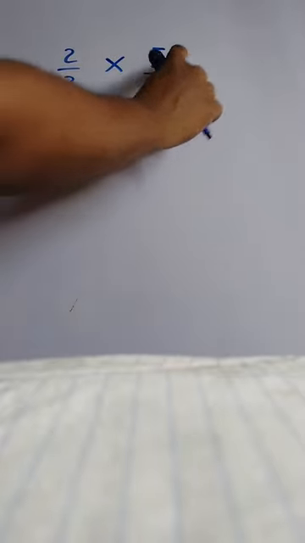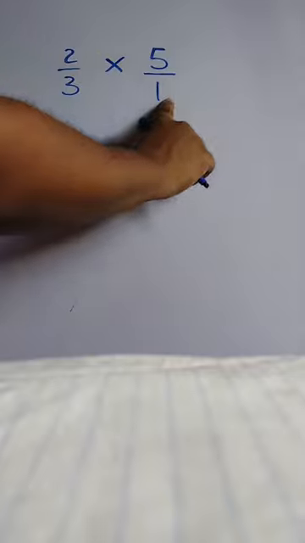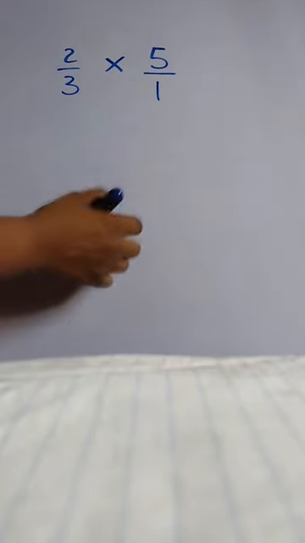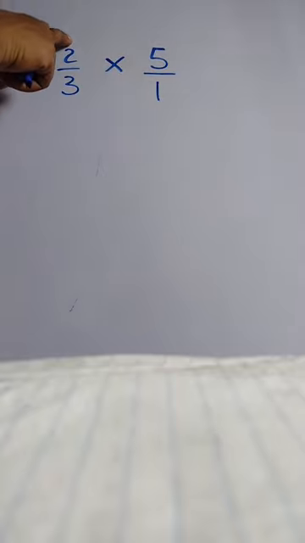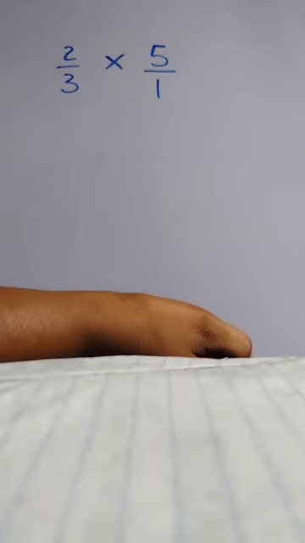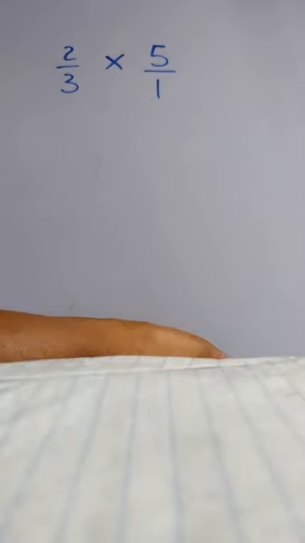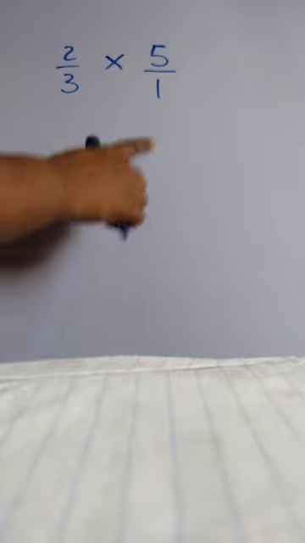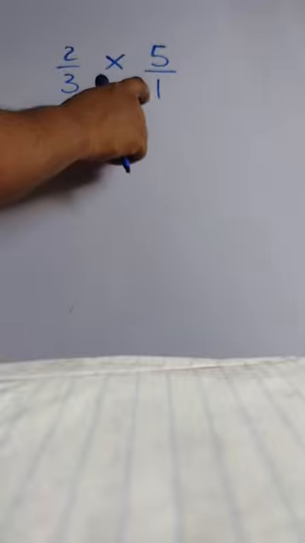Always remember to write your whole numbers over 1, so make them fractions before you go ahead and multiply, because you will require to multiply your numerator by your numerator and your denominator by your denominator. If you don't have any denominator, what are you going to use to multiply? You will get something wrong if you do not ensure that you put your denominator in.